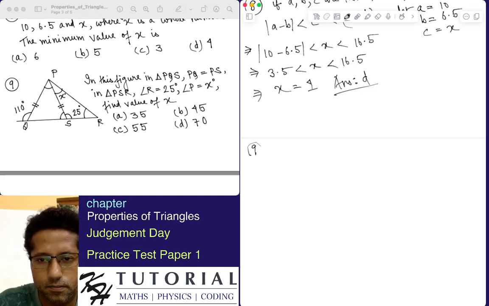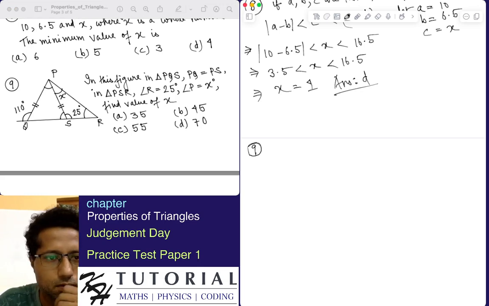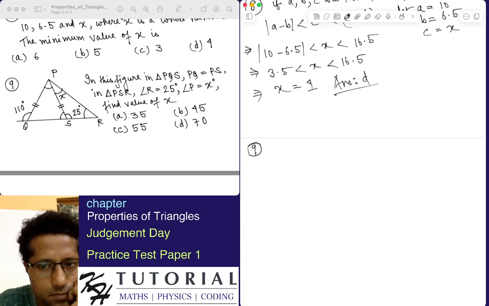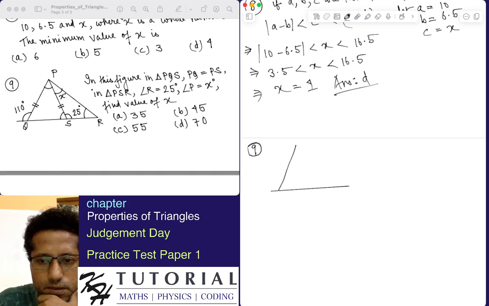Question number 9. In this figure, in triangle PQS, let's see what is given. We have this QR, we have PQ, we have PR, so this is R, and we have PS.